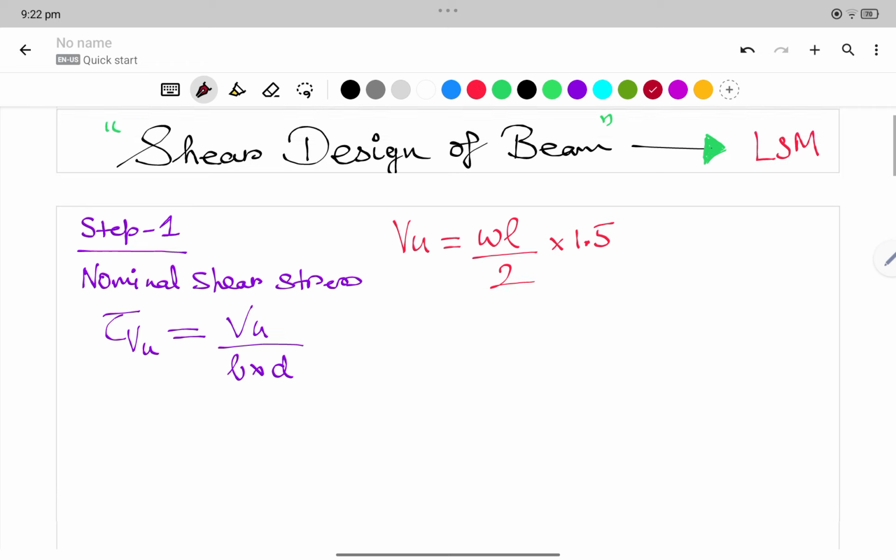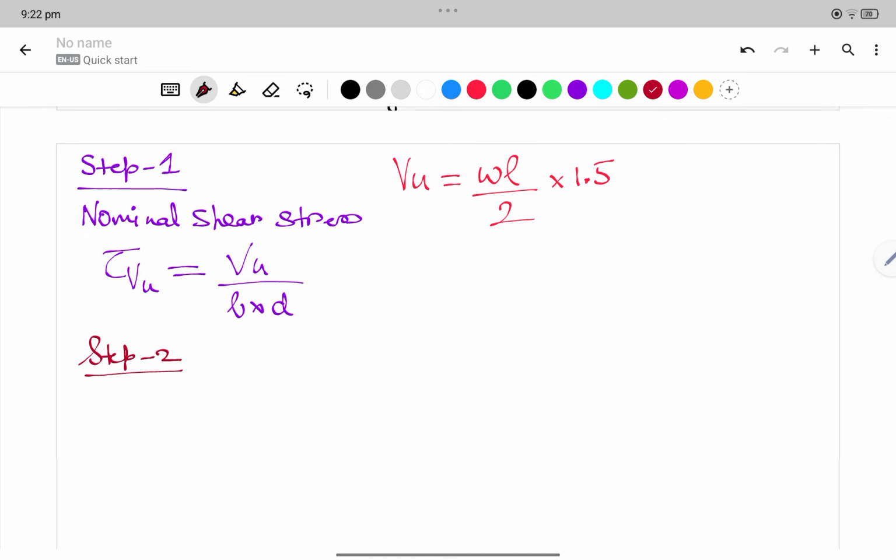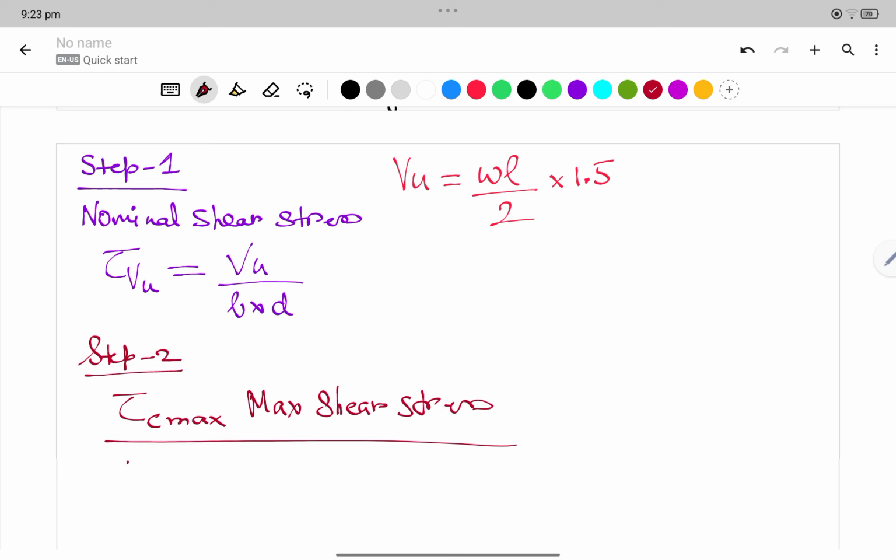Step 2 is we have to calculate the tau c max. Okay, so tau c max means the maximum shear stress. So how can we find it out? It is given in IS 456, table number 20. Okay, so we will see it here.